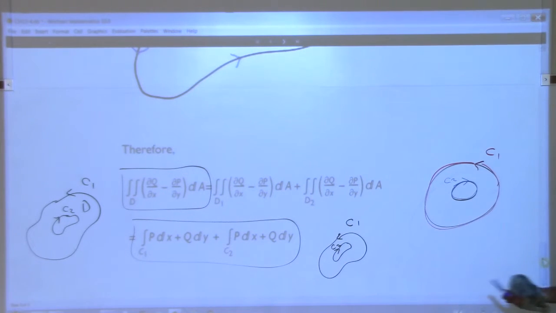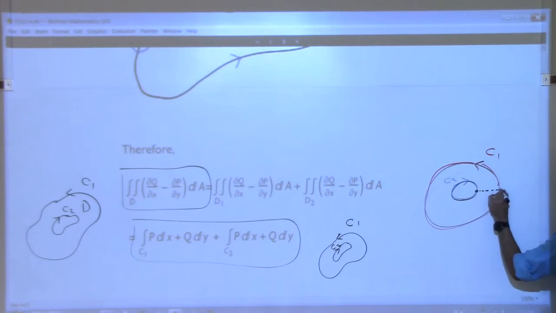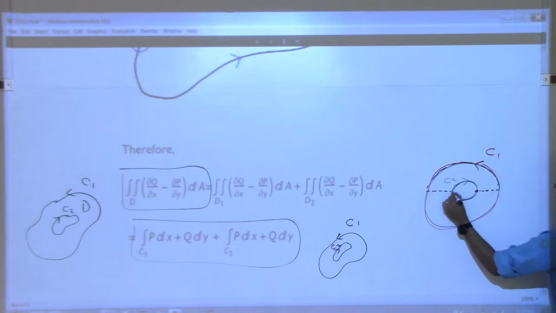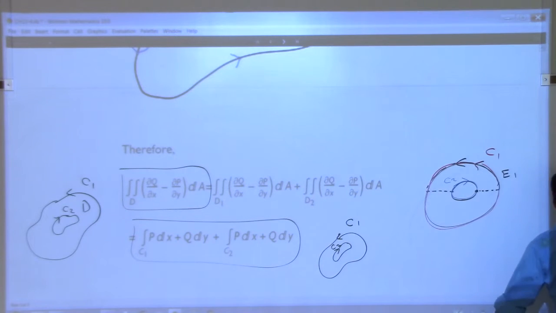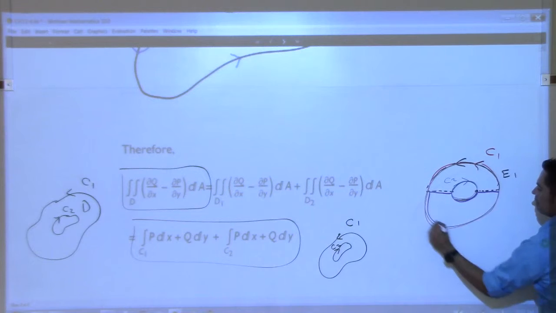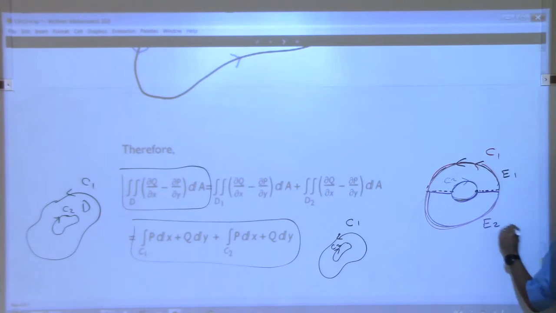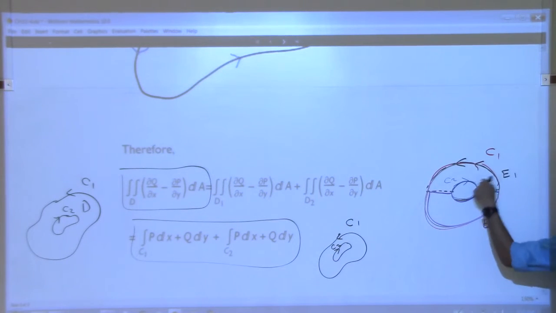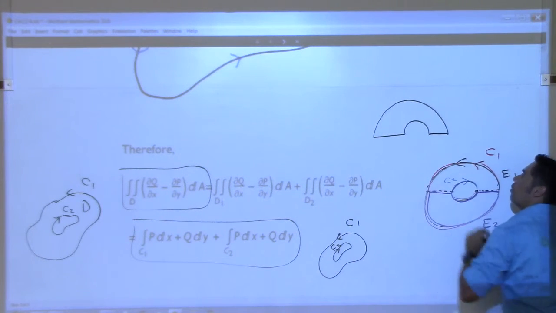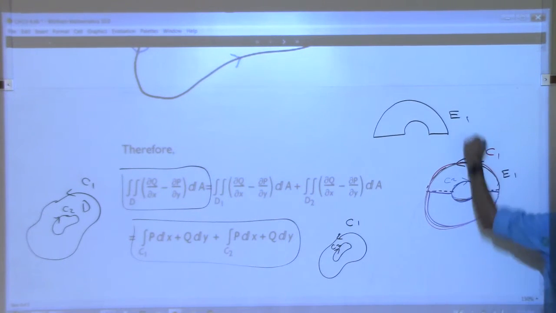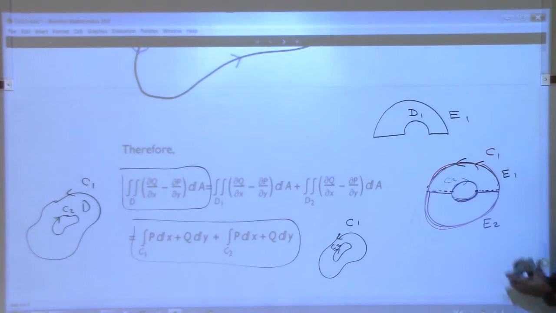Then please just observe the following. If I break this up, go from here to here, call that E1, going in that direction, and then I'm out of colors, but now go like this, and call that one E2. Let's just take a look at that top piece. Call this D1. What does Green's theorem tell us about that?